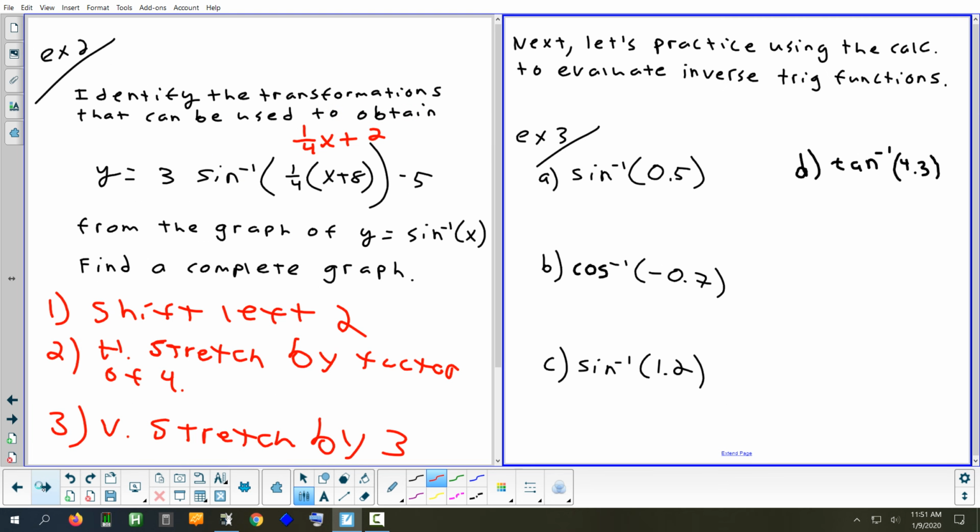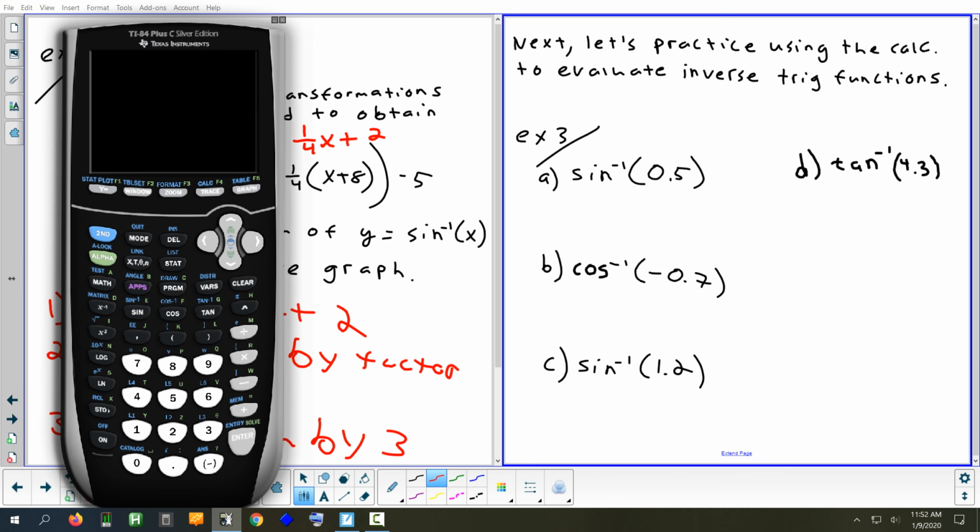Okay, and the last thing is just basically how do we type this in on a calculator? So first thing we got to remember is anytime we use inverse trig, and I've asked this question a couple times, you're always solving for a what?